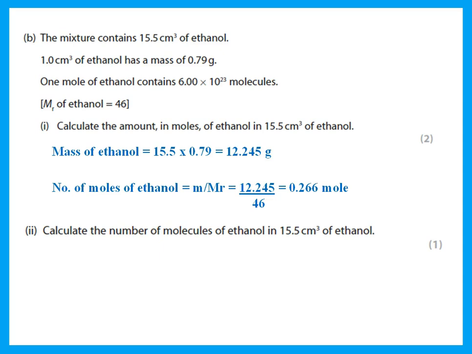Calculate the number of molecules. You should know that 1 mole contains 6 times 10 to the 23 molecules. This is called Avogadro's number, even if he doesn't give it to me. To get the number of molecules, we multiply the number of moles by Avogadro's number. So the number of molecules would be 1.6 times 10 to the 23 molecules.